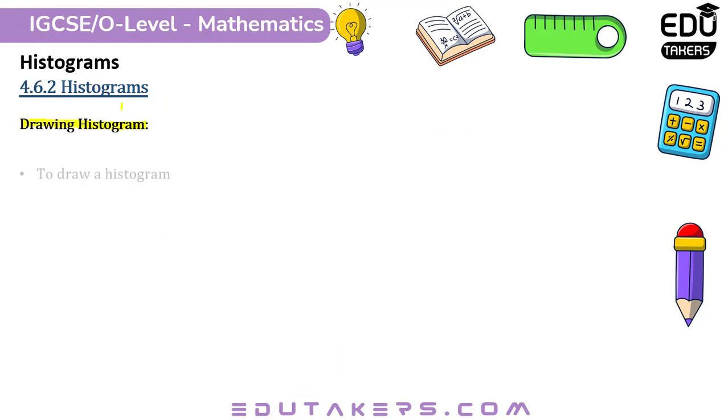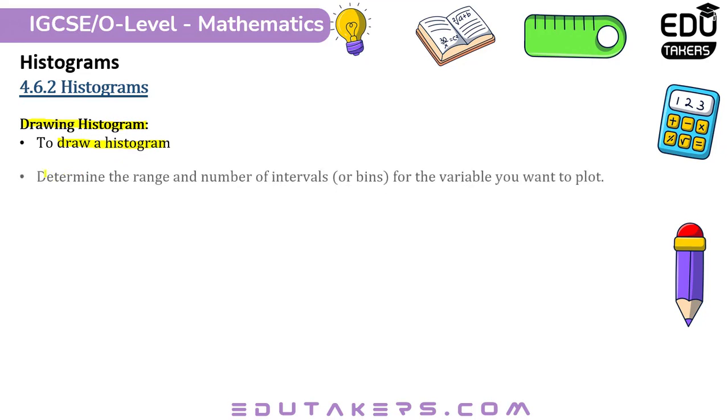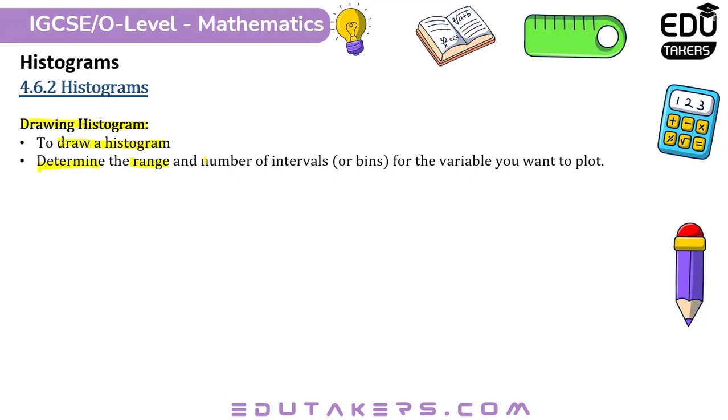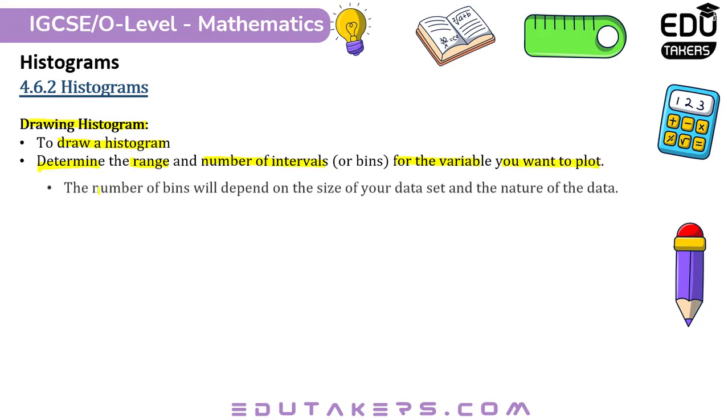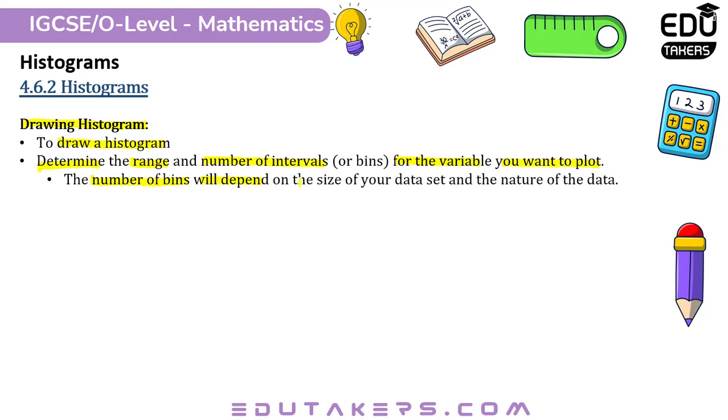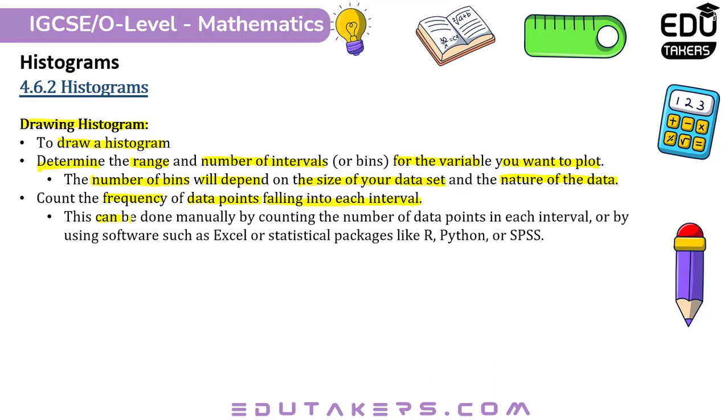Drawing a histogram. To draw a histogram, determine the range and number of intervals for the variable you want to plot. The number of bins will depend on the size of your data set and the nature of the data. Count the frequency of data points falling into each interval. This can be done manually by counting the number of data points in each interval or by using software such as Excel or statistical packages like R, Python or SPSS.